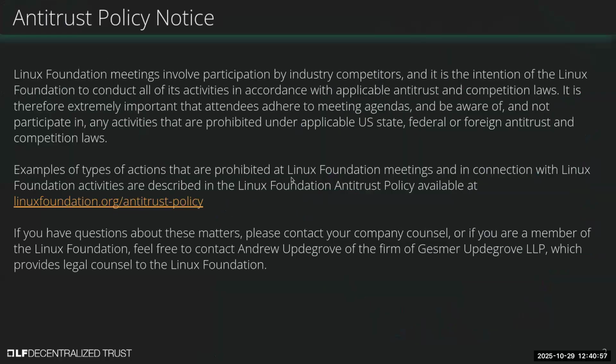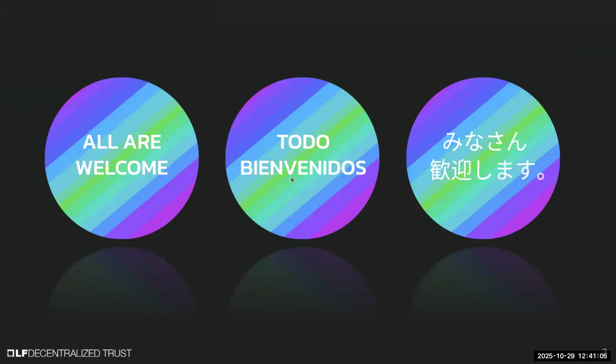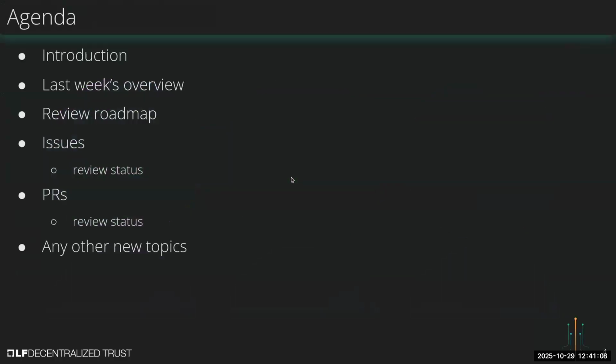So this is the antitrust policy under the Linux Foundation Decentralized Trust, and all are of course welcome to the call. This is the agenda that we'll be following, but you can add in if there's anything apart from this that needs to be discussed. Like I mentioned, I'm Krishna. This call is specifically to discuss all the development efforts and discussions that are happening around Credible.